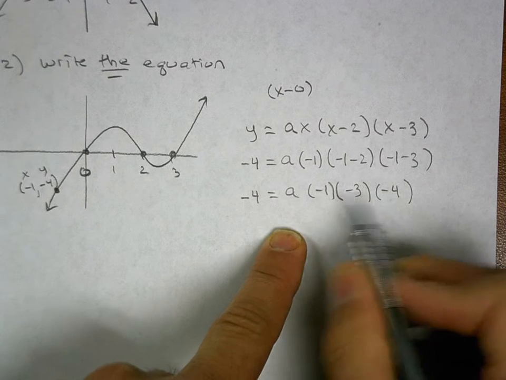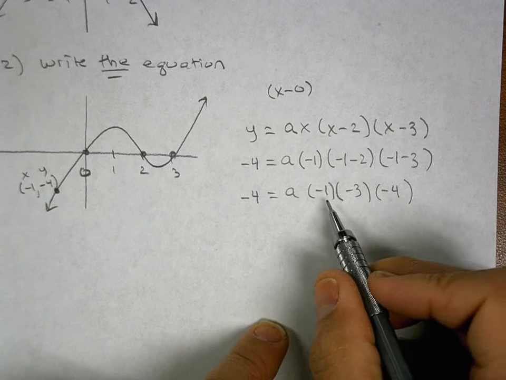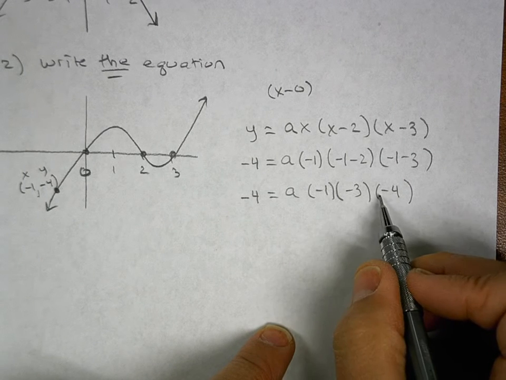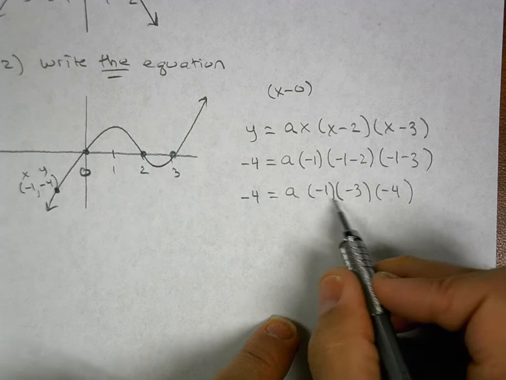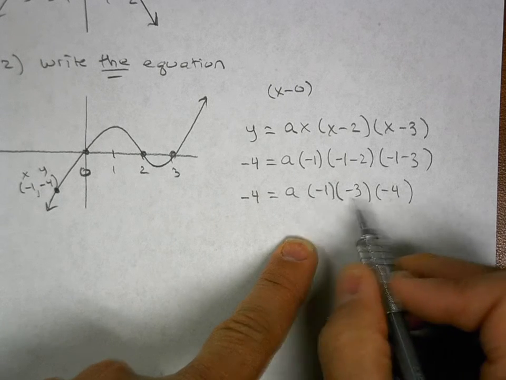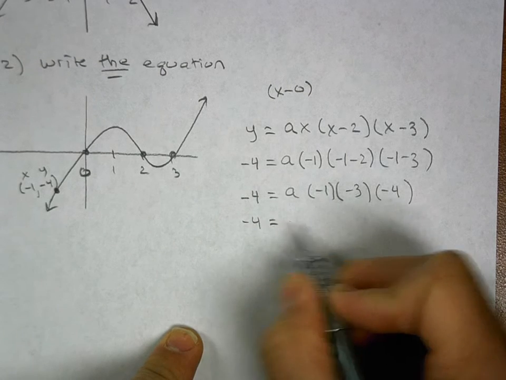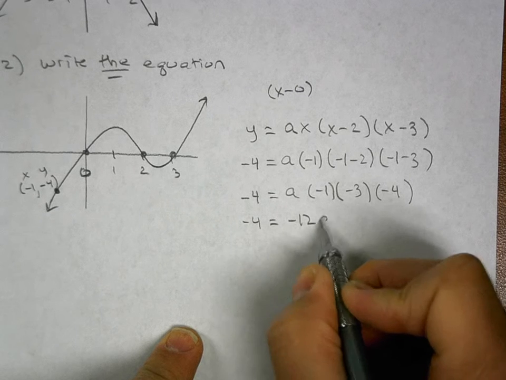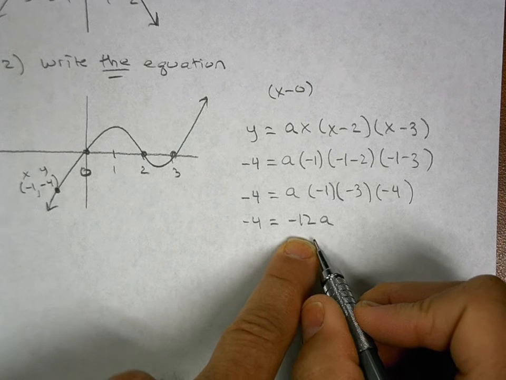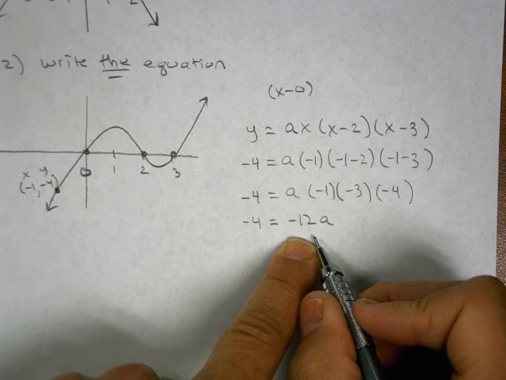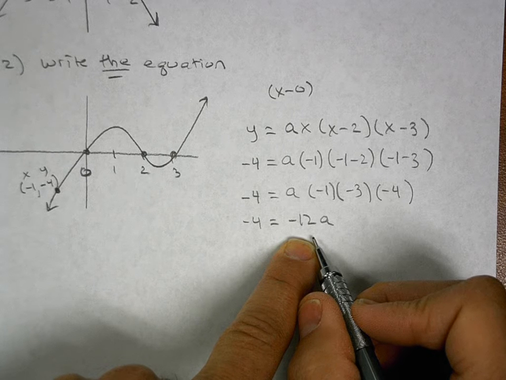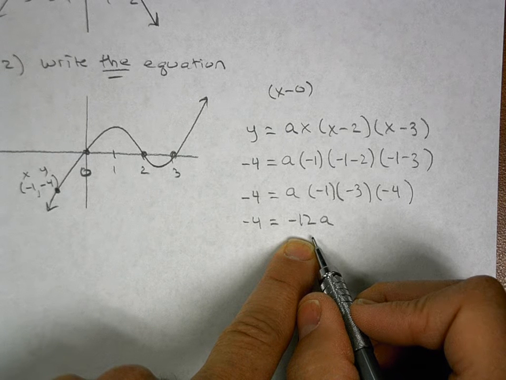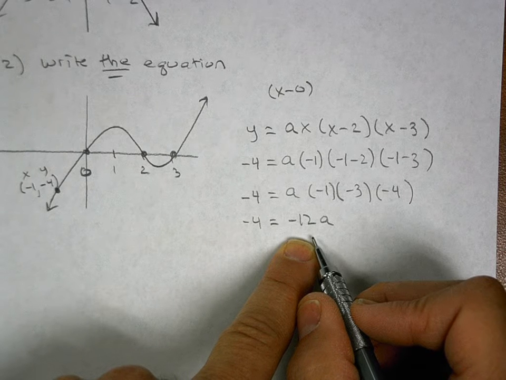And let's go ahead and multiply this together. Well, first of all, what's a negative times a negative times a negative? Negative. And so this is negative what? 12. So negative 4 is equal to negative 12a. I'll just put the negative 12 on this side. So let's solve for a. So what does a equal? 3? Negative 3?